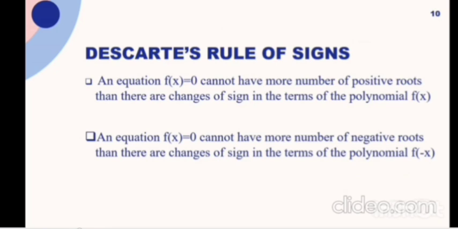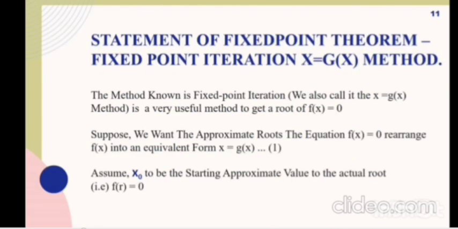We need to know about Descartes' rule of signs. An equation f(x) = 0 cannot have more positive roots than there are changes in sign in the terms of the polynomial f(x). An equation f(x) = 0 cannot have more negative roots than there are changes in sign in the terms of the polynomial f(-x).